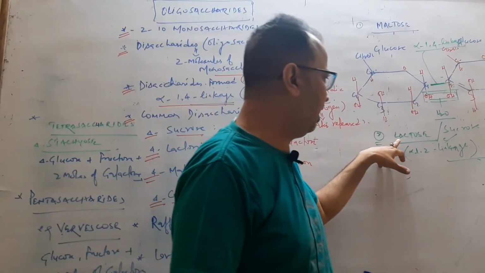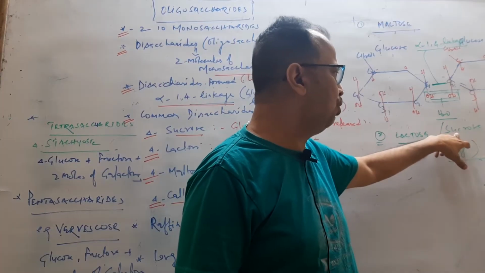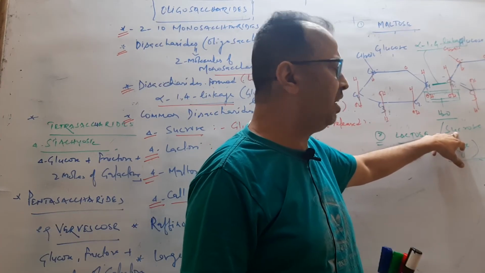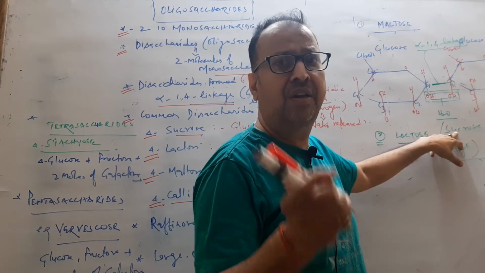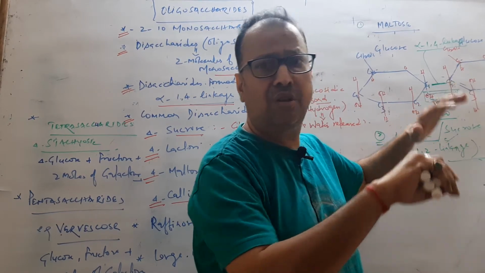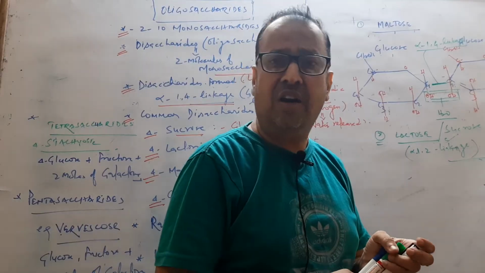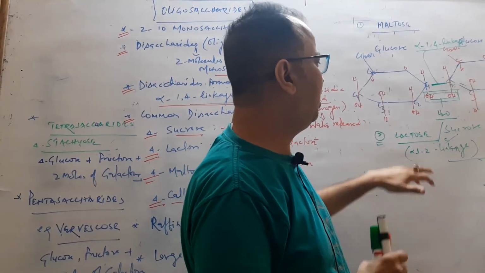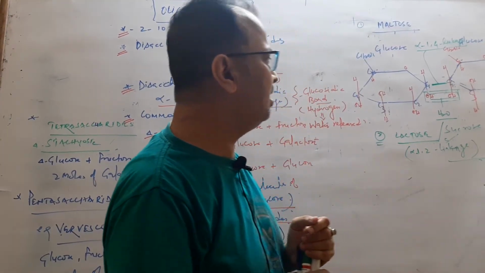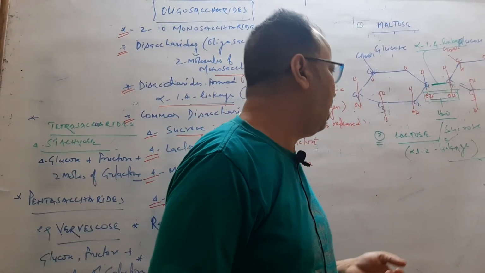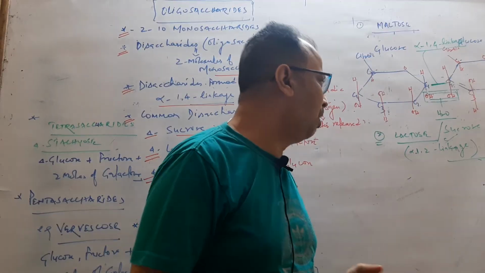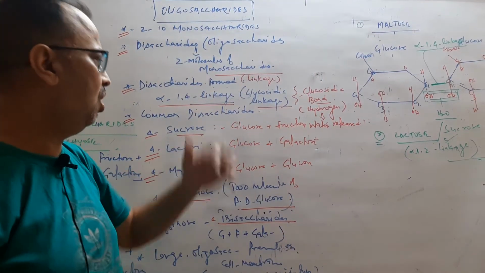The same case occurs in sucrose. Sucrose contains 1 glucose and 1 fructose, and the linkage is formed diagonally to form the alpha 1,2 linkage. And in lactose, glucose is combined with galactose to form lactose. So this is the oligosaccharide.